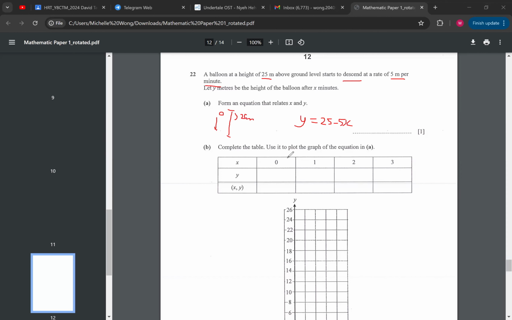B. Complete the table. Use it to plot the graph of the equation in A. So in y it will be 25. You put 0 in x, you should get 25. So (0, 25). For 1, you get 20, so (1, 20). For 2, you get 15, so (2, 15). For 3, you get 10, which will be (3, 10).